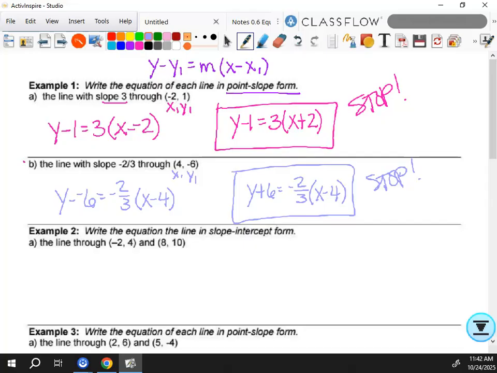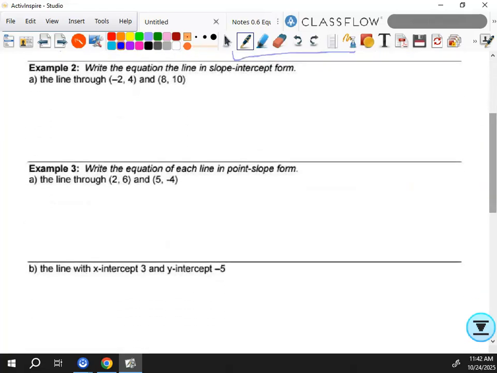Okay, so the next one we need to write in slope-intercept form. We have 2 points, so the first thing we need to do is find the slope. So my slope was y minus y over x minus x, right? So 10 minus 4 over 8 minus a negative 2. That's going to give me 6 over 10, which is 3/5.